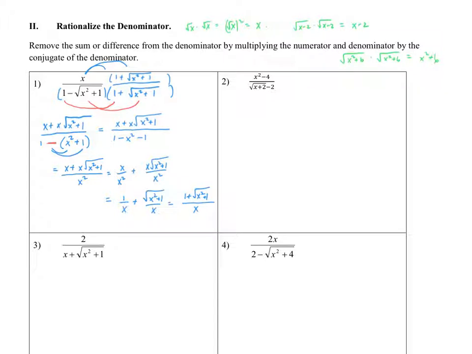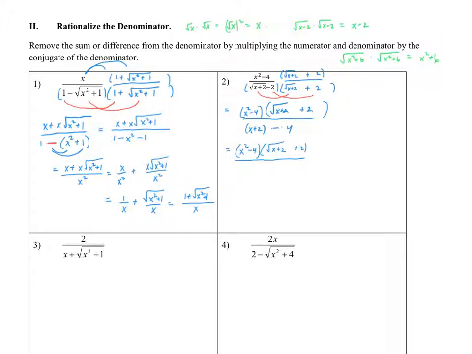For number 2, we'll start by multiplying by the conjugate. In this case, we'll multiply the numerator and the denominator by the square root of x plus 2 plus 2. In the numerator, we get x squared minus 4 times the square root of x plus 2 plus 2. But in the denominator, we can use the first-last multiplication technique. So, root x plus 2 times root x plus 2 is x plus 2. Negative 2 times 2 is negative 4, so we get a minus 4.